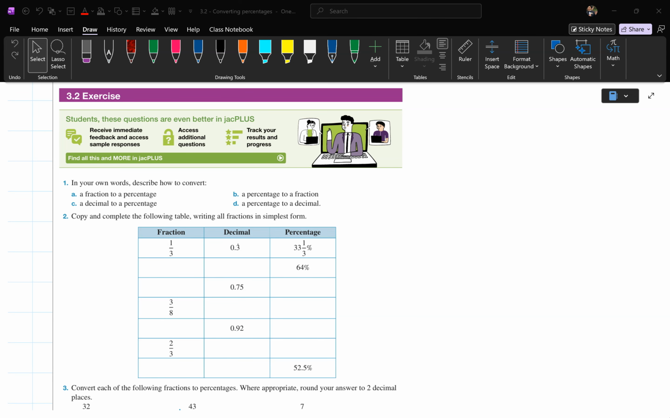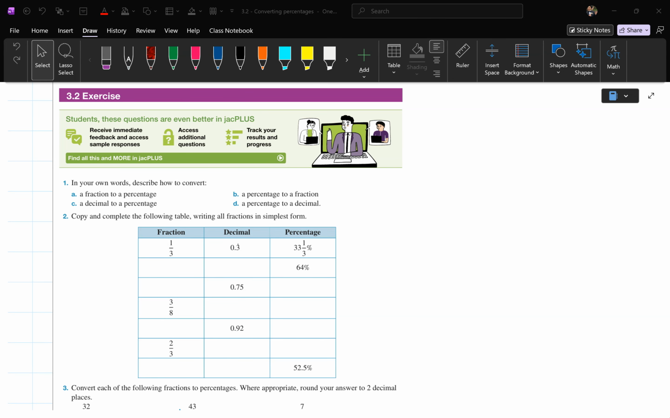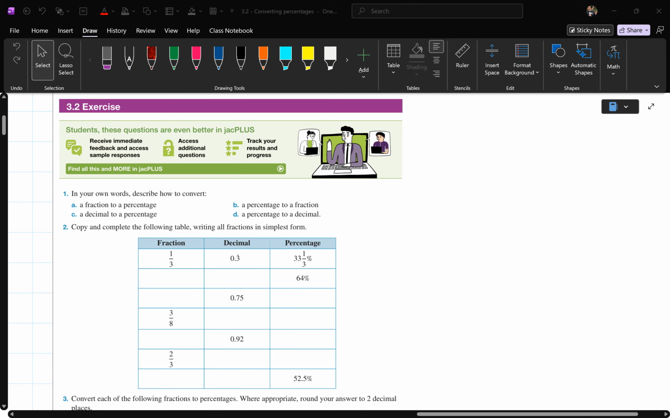Hi there, Year 12s. I thought I'd do some examples from the textbook just to guide you if you're having some problems, especially when we get to the last few questions.